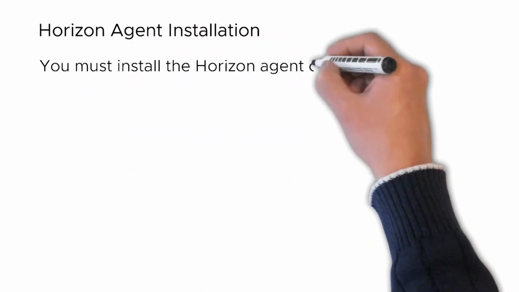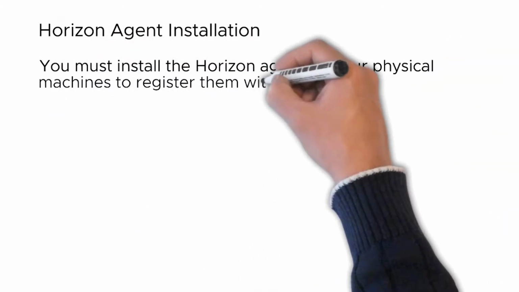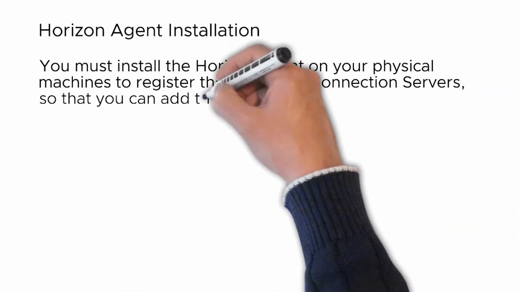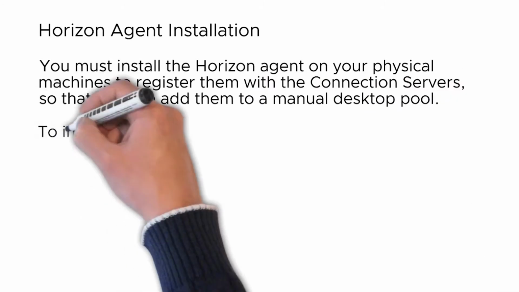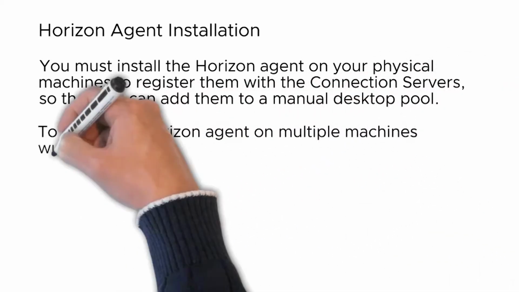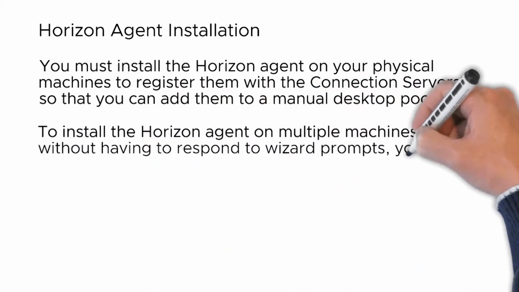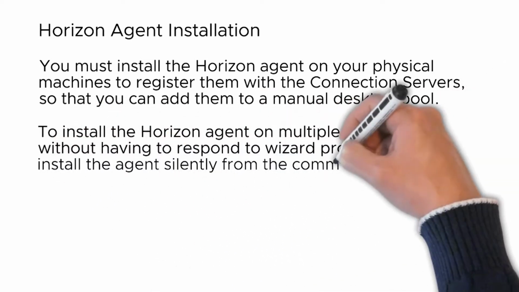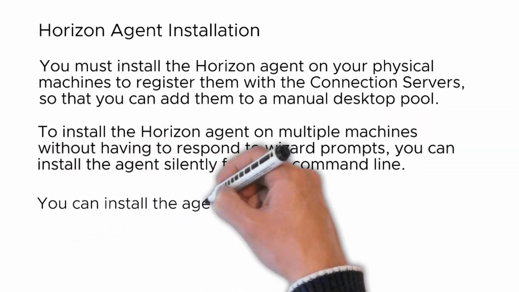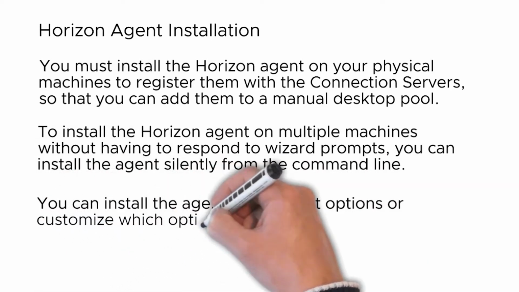You must install the Horizon agent on your physical machines to register them with the connection servers, so that you can add them to a manual desktop pool. To install the Horizon agent on multiple machines without having to respond to wizard prompts, you can install the agent silently from the command line. You can install the agent with default options or customize which options you want to enable.